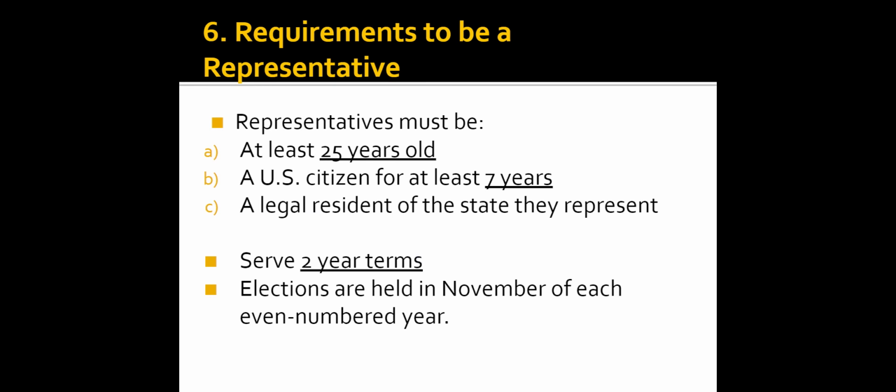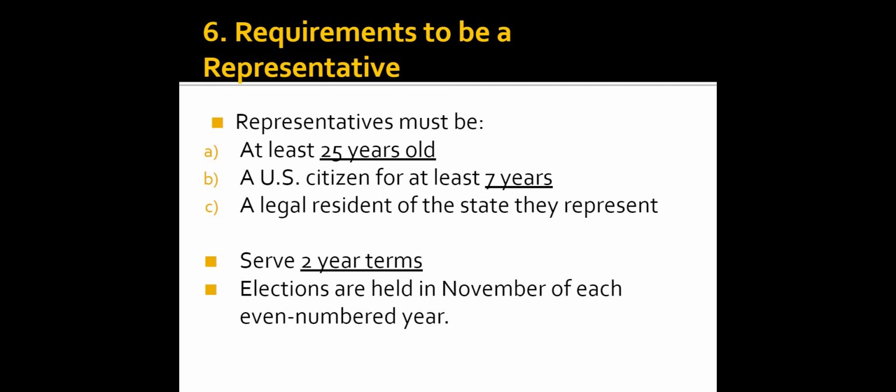If you want to be a member of the House of Representatives, you just need to be 25 years old. In fact, come January, there will be a 25-year-old member of the House of Representatives. He's the first member of Gen Z to be elected to Congress. You have to be a U.S. citizen for at least 7 years and be a legal resident of the state that you represent.